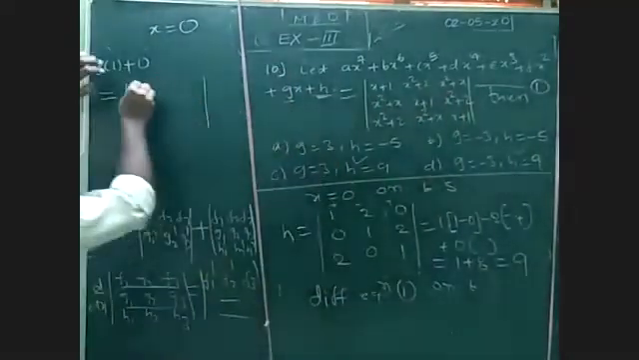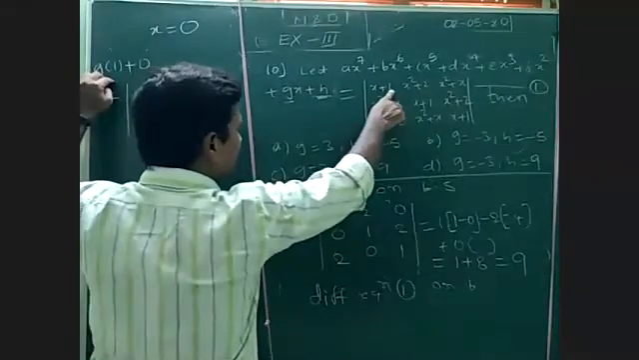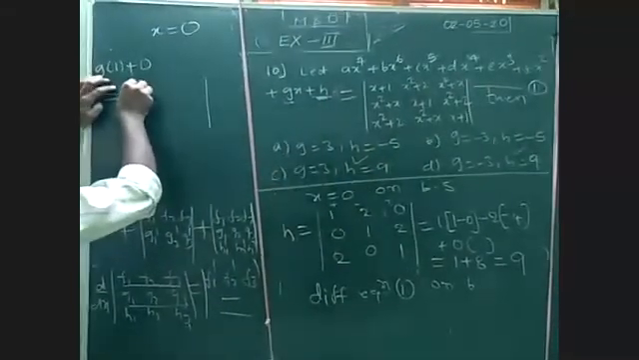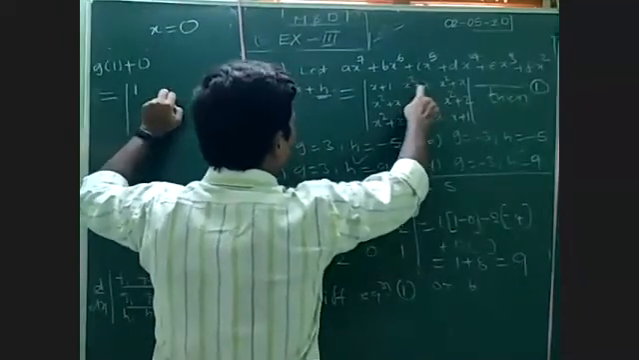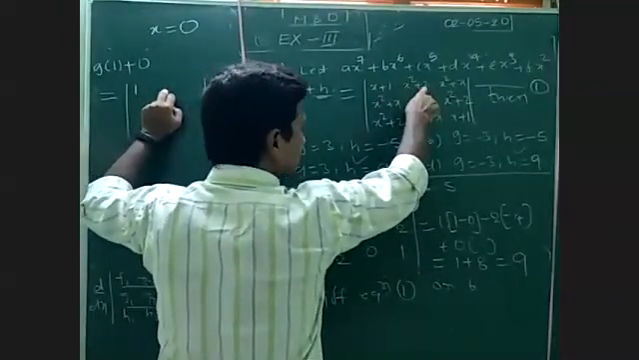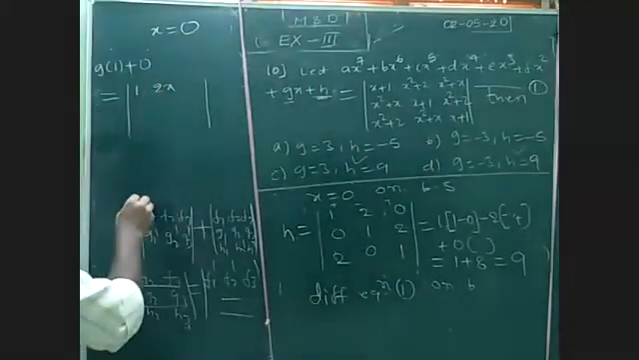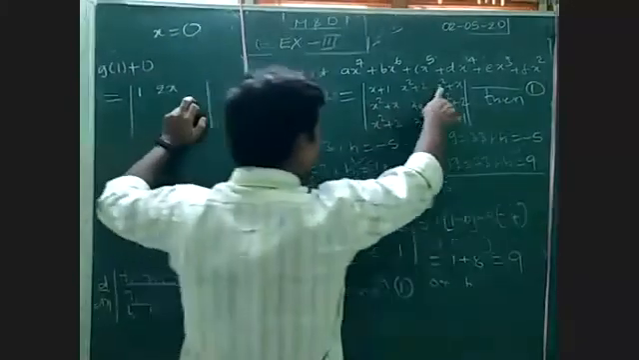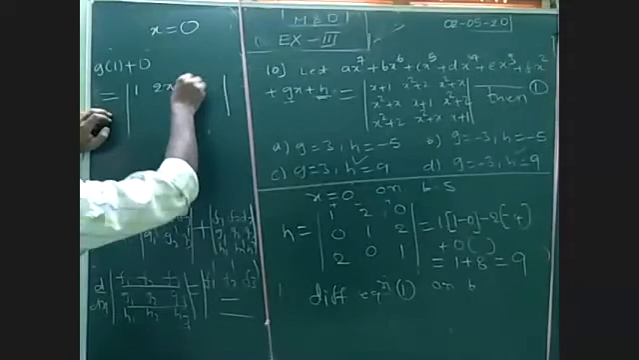What is the derivative of the first row? X plus 1: the derivative of x is 1, and of 1 is 0. Okay, so 1. And the derivative of x square is 2x, the derivative of 2 is 0, so 2x. Yes, 2x will be there. And the derivative of x square plus x is 2x plus 1. Here it is 2x plus 1.